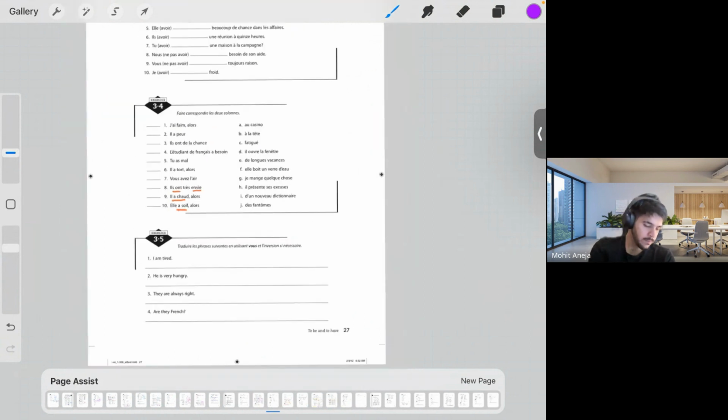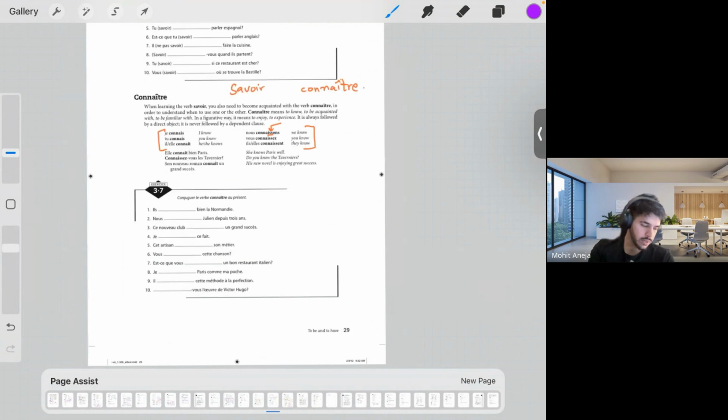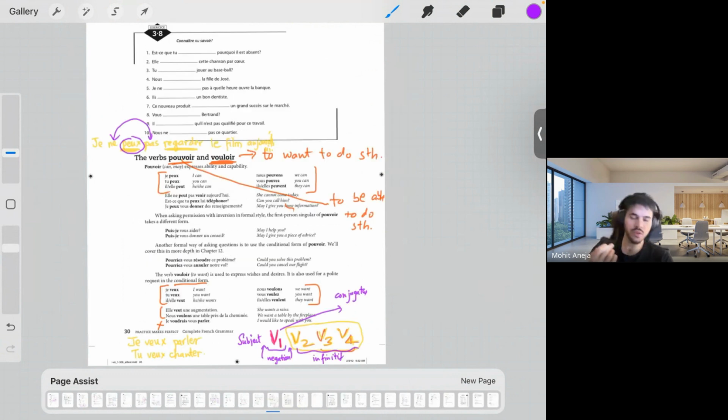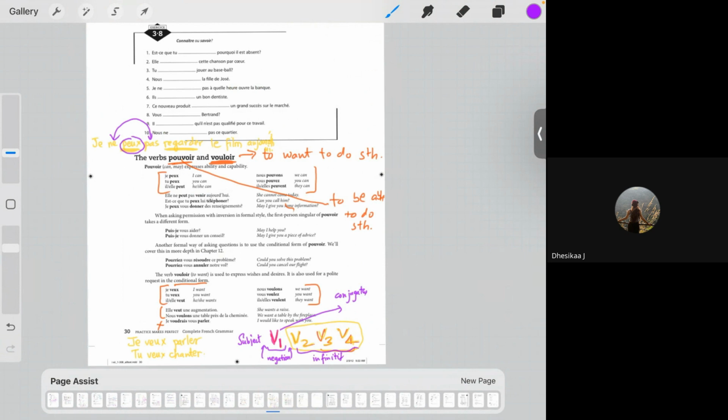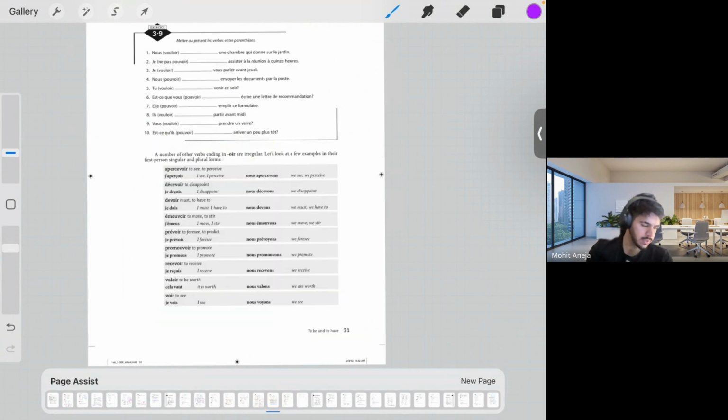Then we read the difference between savoir and connaître, what all of those mean. Now we read the two important verbs, pouvoir and vouloir. All of these are actually nothing but irregular verbs in French. But this chapter is one of the most foundational and basic chapters, but at the same time, it's one of the most important chapters of this grammar. So please don't take this lightly at all.